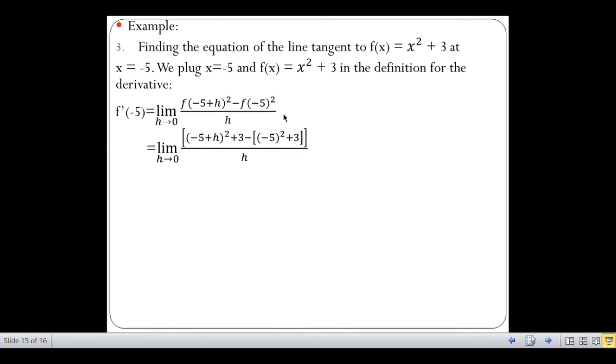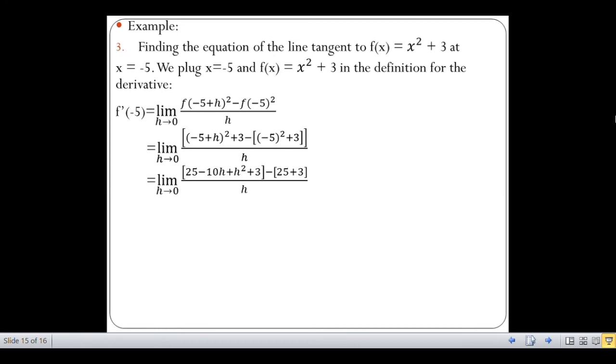Kasi, ginamit natin dito yung plus 3. Both side po natin, dadagdagan natin ng plus 3. So, halimbawa, nandito plus 6, edi plus 6 yung ilalagay natin. Since nasa problem is plus 3, kaya plus 3. Okay? Then, over h. Next solution natin, class. I-FOIL method na po natin, class, itong negative 5 plus h squared.